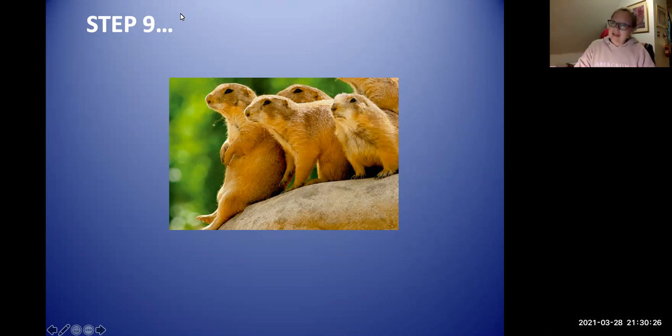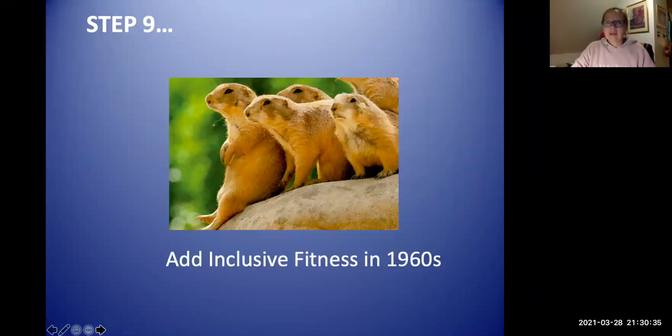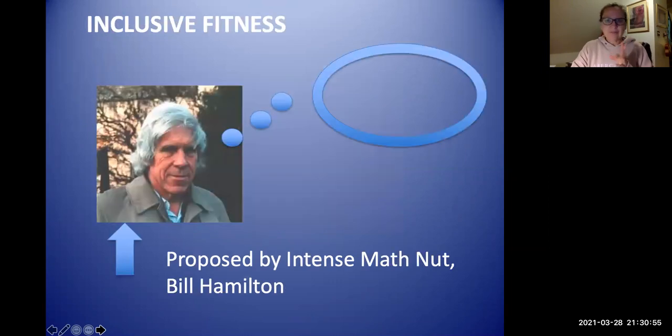So we are at step 9, which is occurring in the 1960s. And what we're doing is we're adding this concept of inclusive fitness. Inclusive fitness is a great concept, easy to understand. But before you can understand inclusive fitness, you probably have to understand regular fitness.